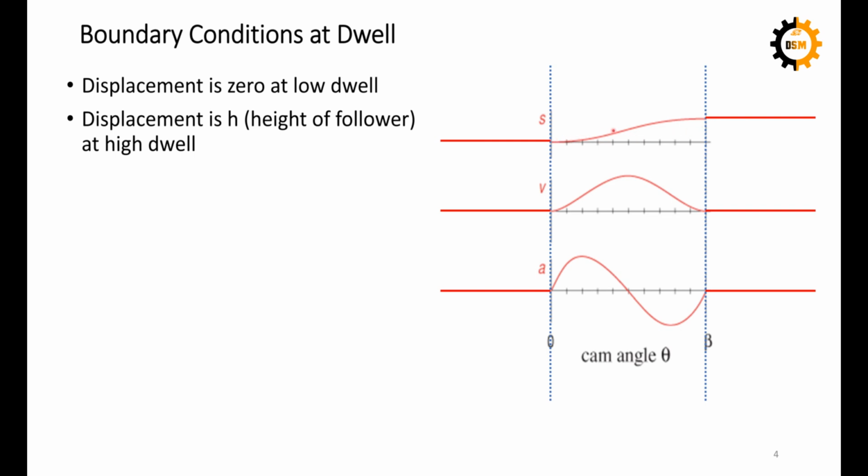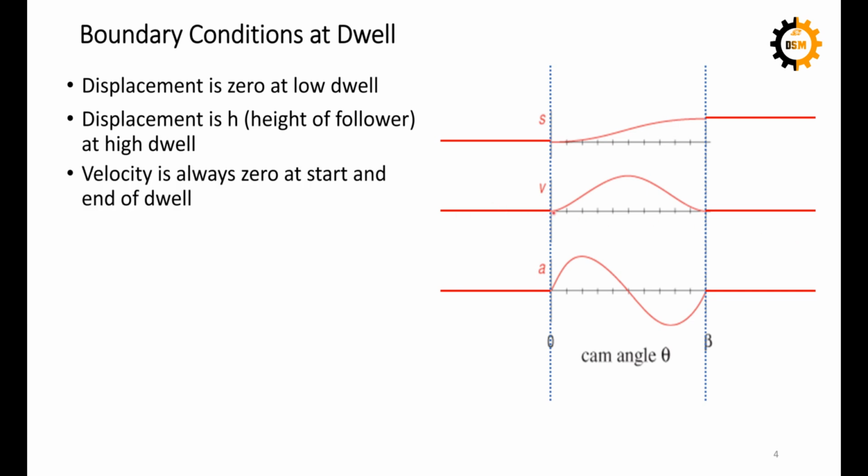In a rise-fall dual mechanism where there is only a single dual, the displacement will be 0 at both ends, or it will be h at both ends. So the single dual CAM follower mechanism will have the same displacement for both ends.